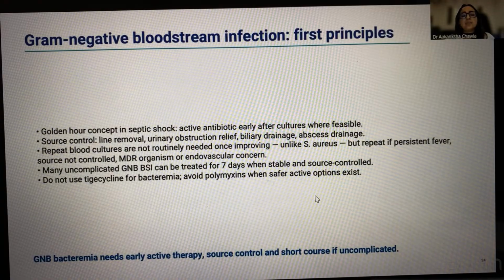Repeat them if the patient is persistently symptomatic, the source is not controlled, or you're dealing with a deep-seated infection. For most uncomplicated gram-negative bloodstream infections, 7 days of therapy is enough when the patient is stable and the source is controlled. And do not use tigecycline, and avoid polymyxins when safer options exist.